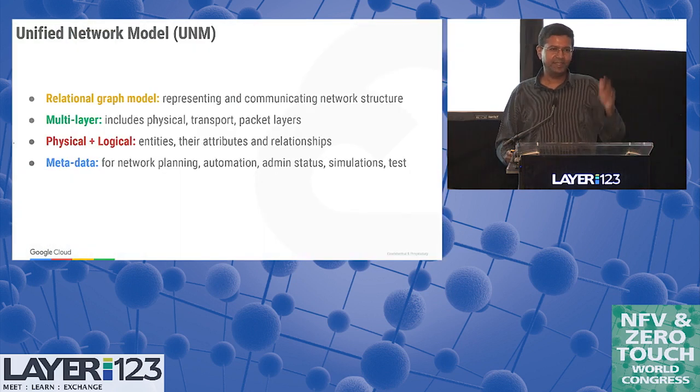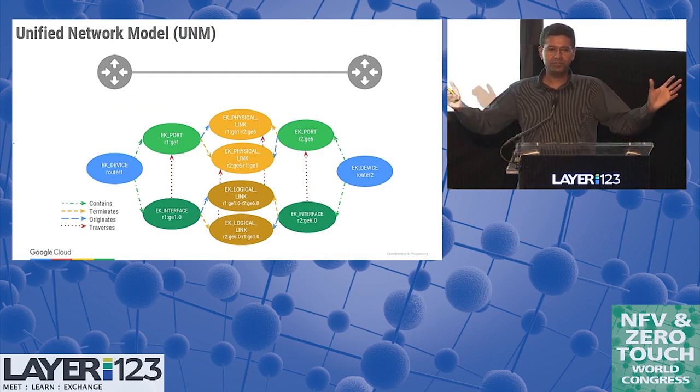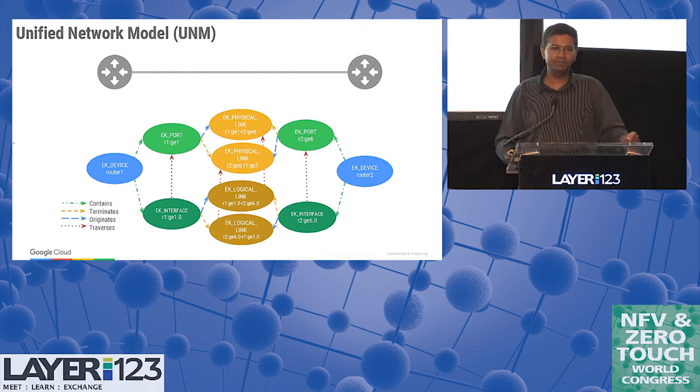There is another talk today by Sriram that goes a little bit deeper into UNM, so I'm not going to touch too much on UNM. But what I'm going to talk about is roughly what it looks like. So take two routers or two switches and a link that connects them through one port on each side. And this is what the model looks like.